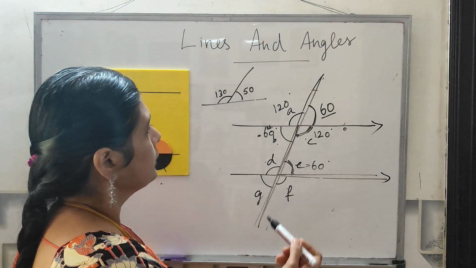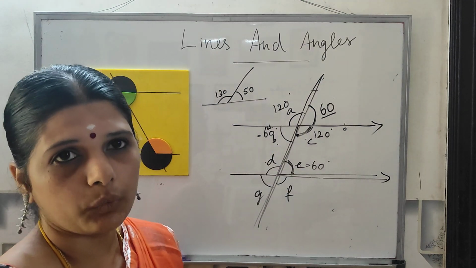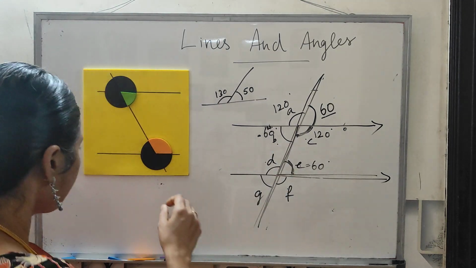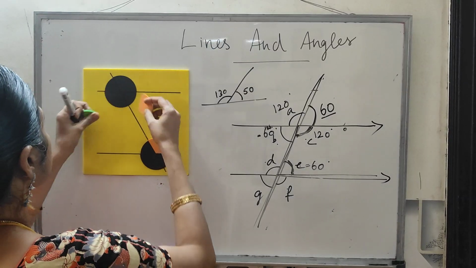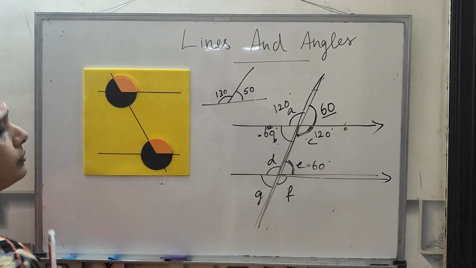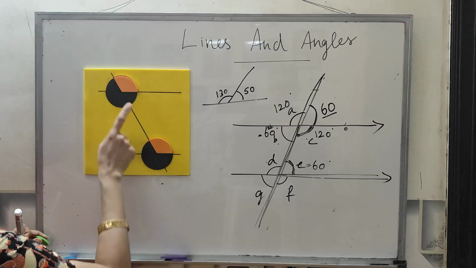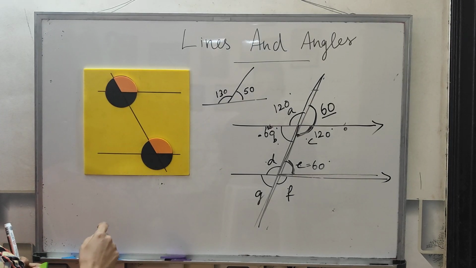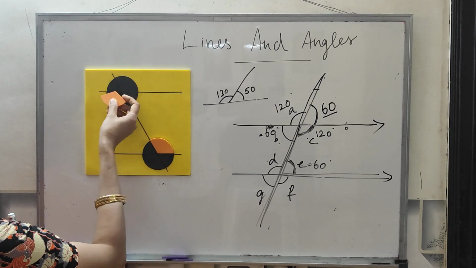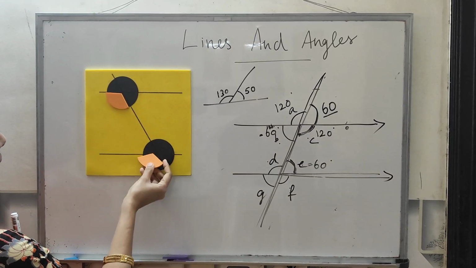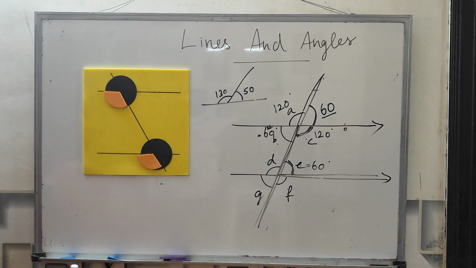What does this mean? Corresponding angles are equal. Corresponding angles means this angle is equal to this angle. Corresponding angles are equal. This and this are equal. Okay, even this and this are equal. This and this are equal.